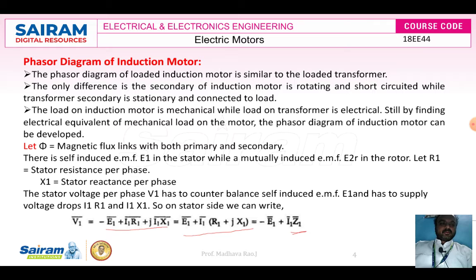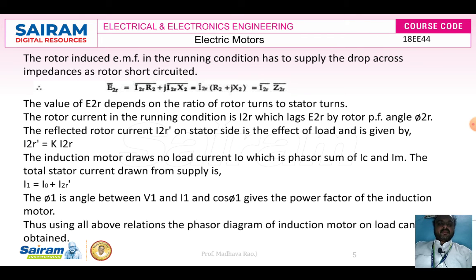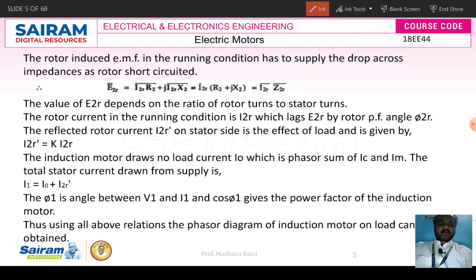So now we have some steps to draw the phasor diagram. Before that, consider the rotor induced EMF E2R. Similarly, E2R can be written in terms of resistance drop and reactance drop. I2R R2 is the resistance drop, and I2R X2 is the reactance drop. So in total I2R R2 plus j I2R X2. By taking I2R common, we get I2R into Z2R.